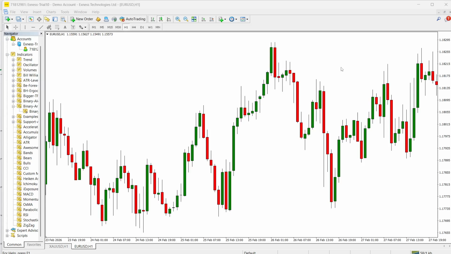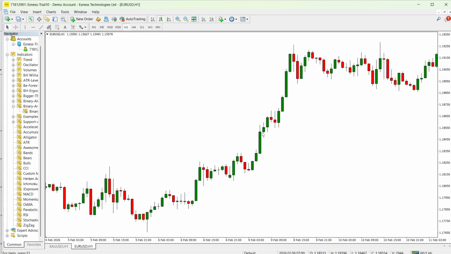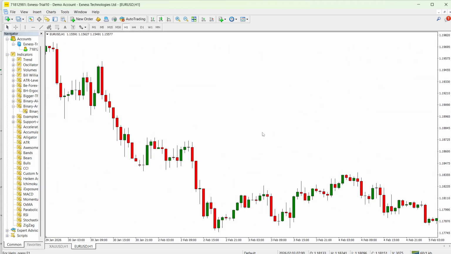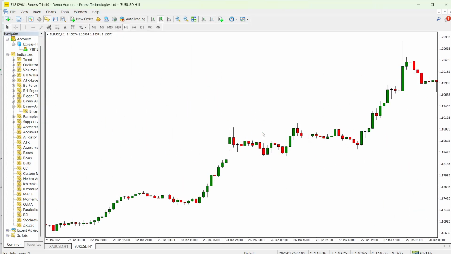Hi traders, in this video we are going to be looking at the binary arrow indicator for MT4. This tool is built to generate straightforward buy and sell arrows on your charts, aiming to simplify short-term decision making in Forex and binary style trading.